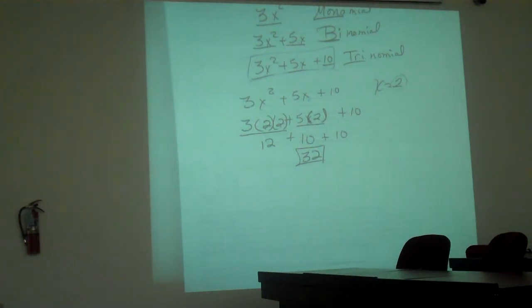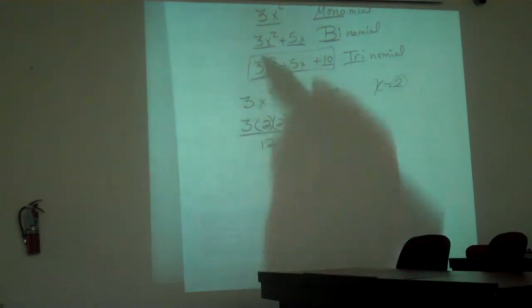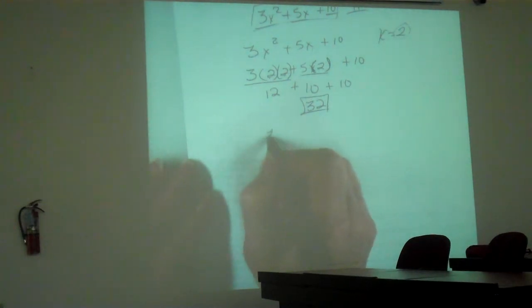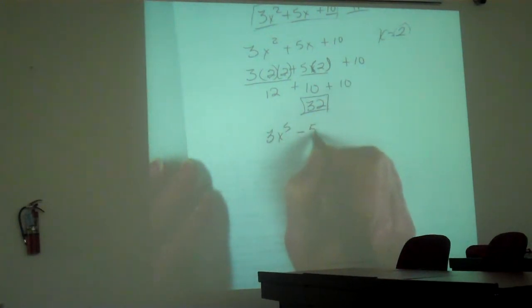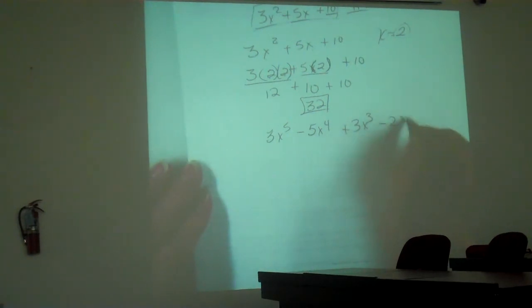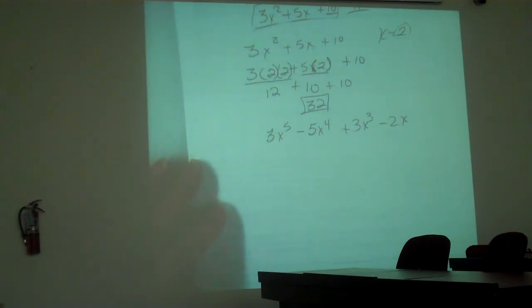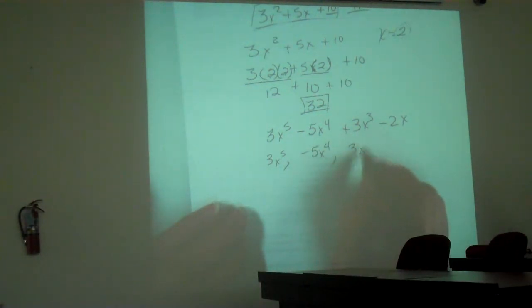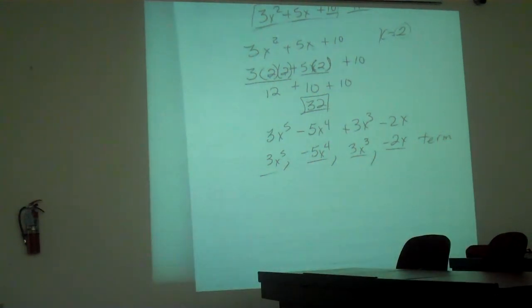Each one of these, if it said to identify the terms of a polynomial, that would be just saying 3x and 5x. If there's a minus in there, if you have like 3x to the 5th minus 5x to the 4th plus 3x to the 3rd minus 2x, the terms would be 3x to the 5th, negative 5x to the 4th, 3x to the 3rd, and negative 2x. These are each a term. Okay? Just take the plus or minus out and make that a term, but you keep the negative and positive with each term. Okay.